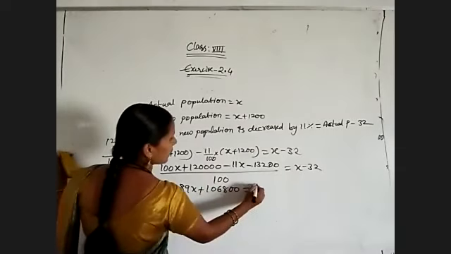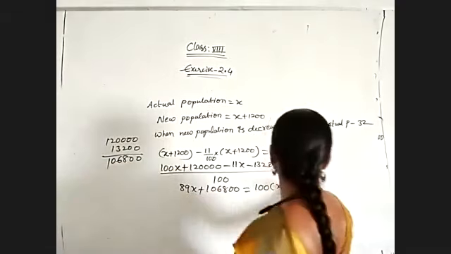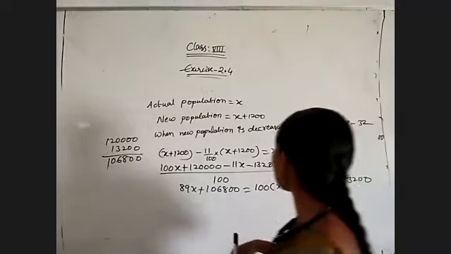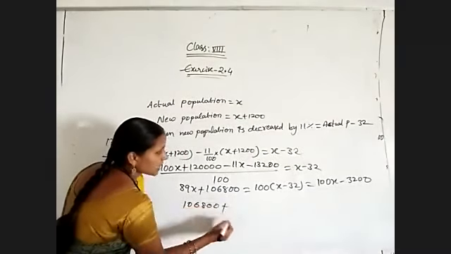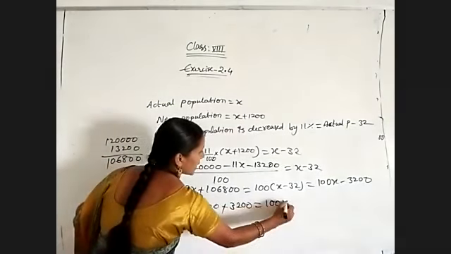1,06,800 is equal to 100 into x minus 32. That is nothing but 100 into x is 100x minus 3,200. So bring to one side: 1,06,800 plus 3,200 is equal to 100x minus 89x.